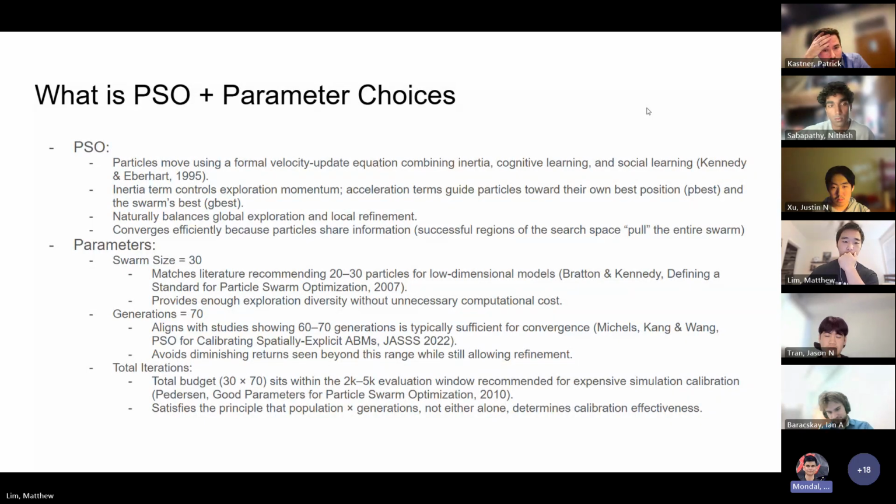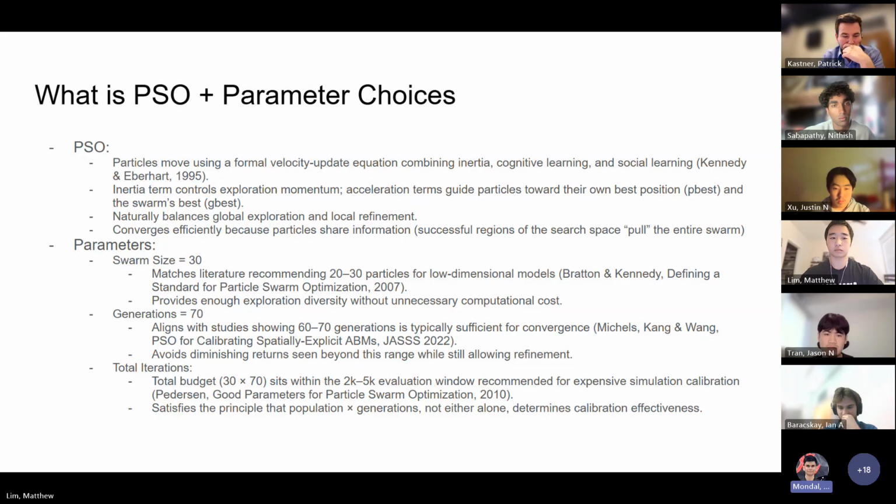Essentially, it's a mechanism where particles move through a formal velocity update equation, and there's a bunch of different parameters like inertia, social learning, things like that. To give more context, a term like inertia controls how much momentum there is in exploration, and acceleration guides the particles, and there's a bunch of other parameters.